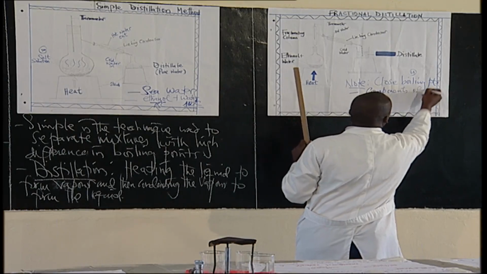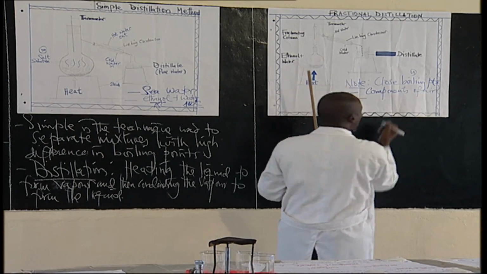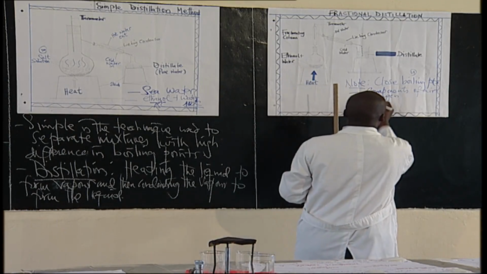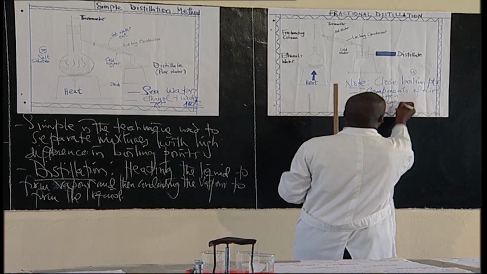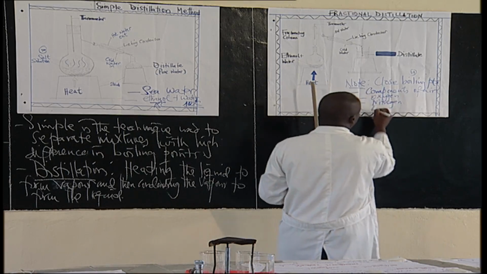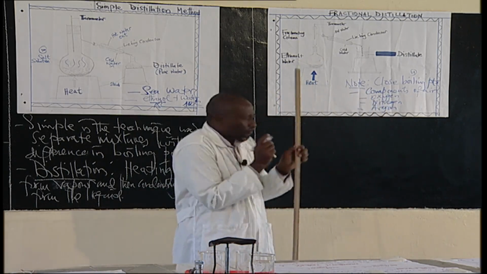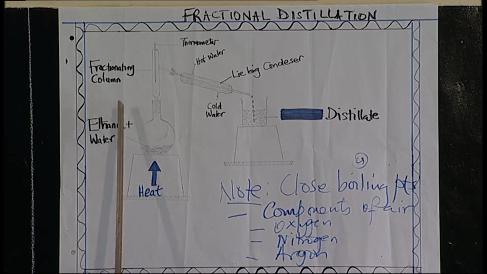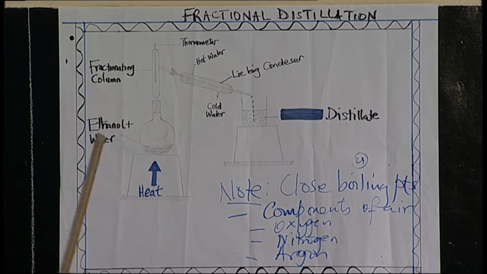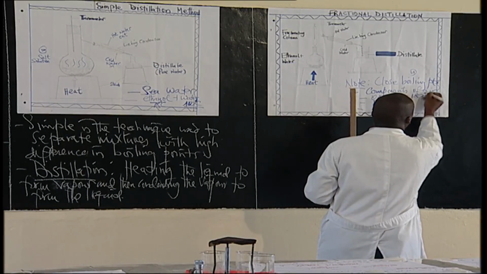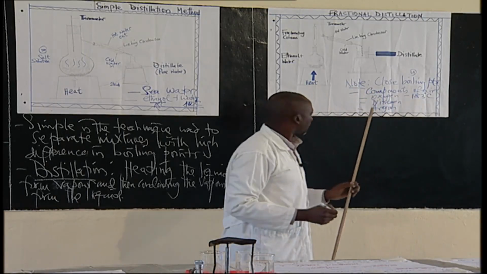Like components of air, where you have oxygen, nitrogen, and argon. These are substances with very close boiling points. So this method is best suited to substances with close boiling points. Oxygen boils at negative 183 degrees Celsius.